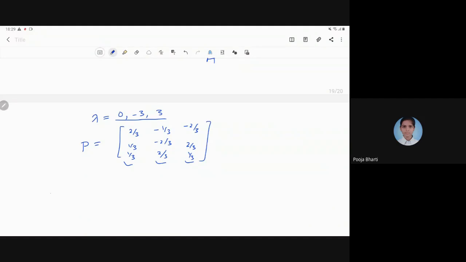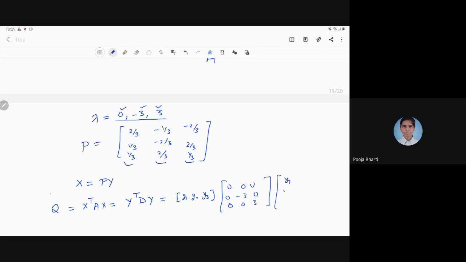Now, using this P, if you use the transformation x equal to Py and you find the new quadratic form in terms of y, means y transpose Dy, what will you get? y1, y2, y3 multiplied by the diagonal matrix with diagonal entries exactly 0, minus 3, 3, and then y1, y2, y3. If you simplify, what do you get? You get minus 3 y2 square plus 3 y3 square. You can see here there are no y1 y2 or y2 y3 terms. So this is the canonical form of the given quadratic form, or you can say the diagonalized form of the quadratic form.